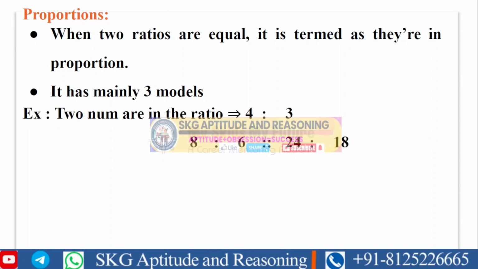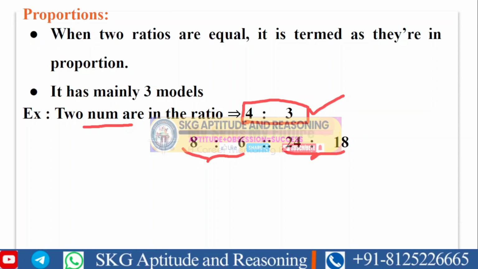Now let us consider an example: two numbers are in the ratio 4 is to 3. If we observe here, 8 is to 6 is one ratio, and 24 is to 18 is another ratio. If we eliminate the common element present in these two numbers and in these two numbers, we'll get the same ratio, that is 4 is to 3 only.